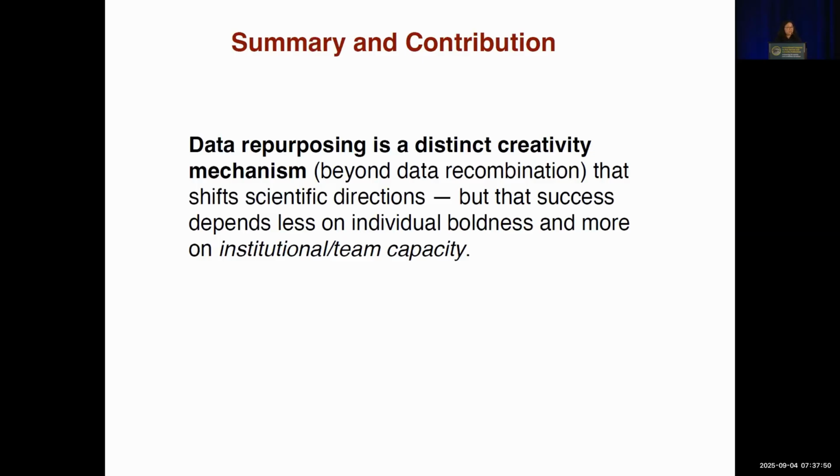So data repurposing is a very distinct creative mechanism, beyond our data recombination paper, that shifts scientific direction. But the success depends less on individual bonding, and more on institutional team capability.